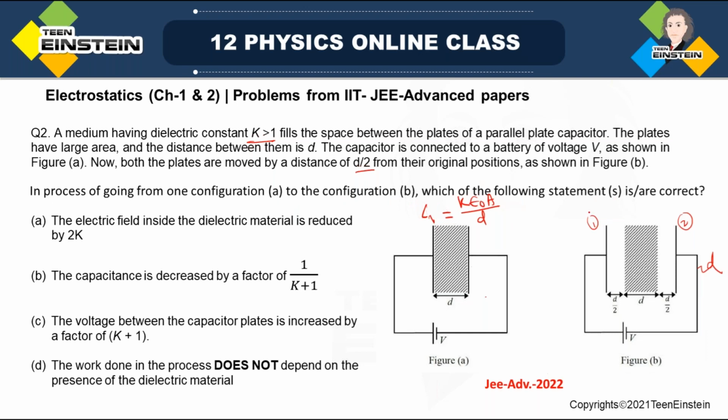which of the following statement or statements, that means there may be more than one correct answer among these 4 options. So we have to find out the answer for this. Look, this is a very nice question. See what happens. How do we calculate capacitance? Generally capacitance can be found out by C is equal to Q by V. We know Q is equal to CV, right?